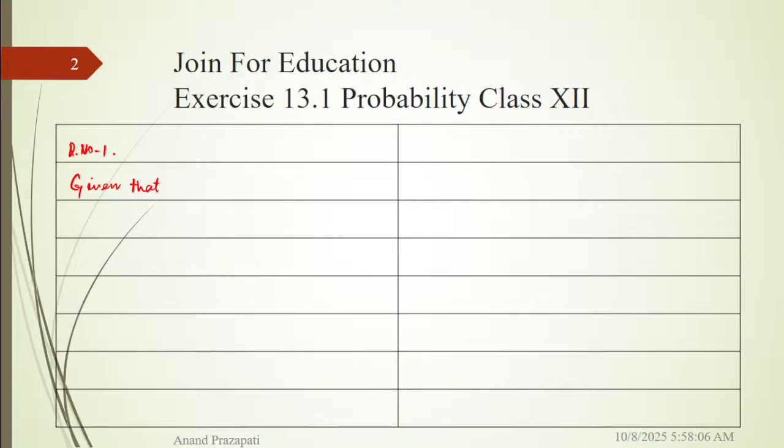Given that E and F are events such that probability of E equal to 0.6, probability of F equal to 0.3, and probability of E intersection F equal to 0.2.